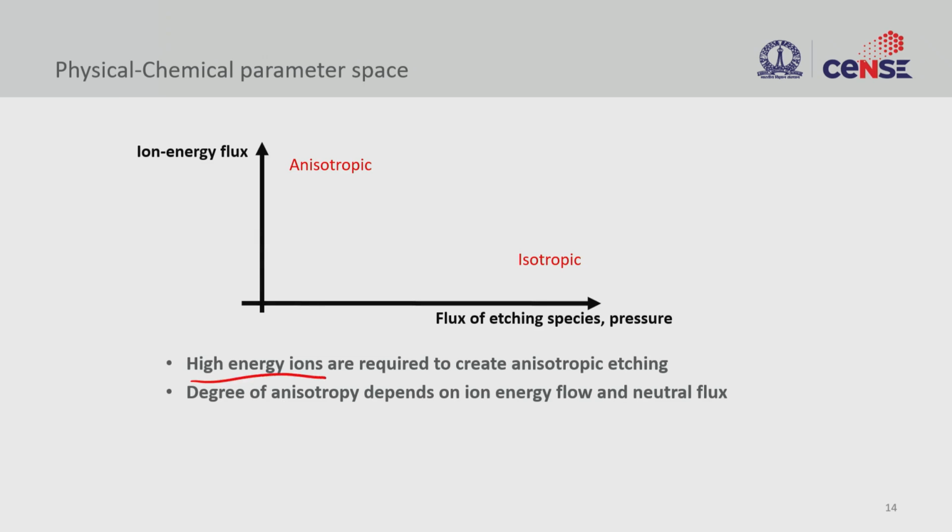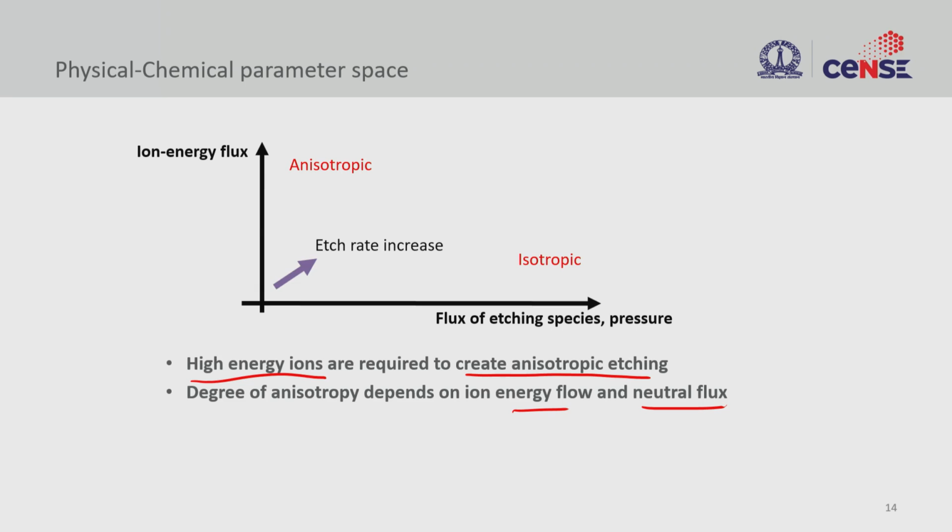High energy ions are really necessary to create anisotropic etching. The degree of anisotropy depends on ion energy and flux as well, right. So both flux and the energy. In this case the neutral flux is the important one. You have ion energy and neutral flux, which are important in creating this anisotropic etch. So let's look at what the implications of this are.